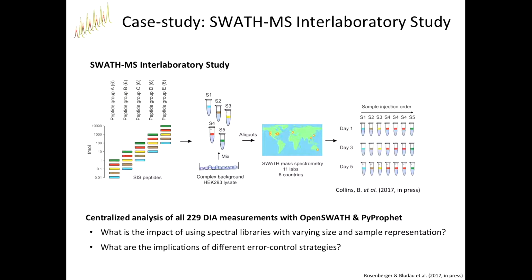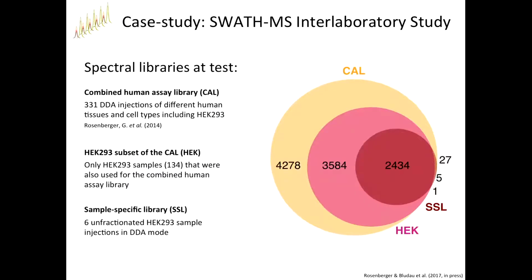And the questions that we specifically wanted to ask were, what's the impact of using spectral libraries with varying size and sample representation? And secondly, what are the implications of these different error control strategies that I just presented to you? So the 3 libraries that we used for this are, first of all, the combined human assay library CAL that already came up yesterday in a few lectures.